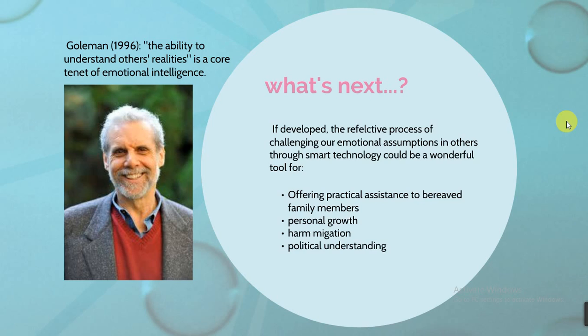Also, specifically, if we're just talking about empathic accuracy, we can talk about greater skills for offering practical conversational assistance to bereaved family members, self-overcoming and personal growth in general, harm mitigation, and maybe people who want to have a conversation about internal difficulties but are having trouble coming to terms with that through interacting with others. And I think very importantly, political understanding. We tend to jump to conclusions about another person's background politically these days because of false media. So perhaps empathic accuracy skills could improve upon those aspects of life.